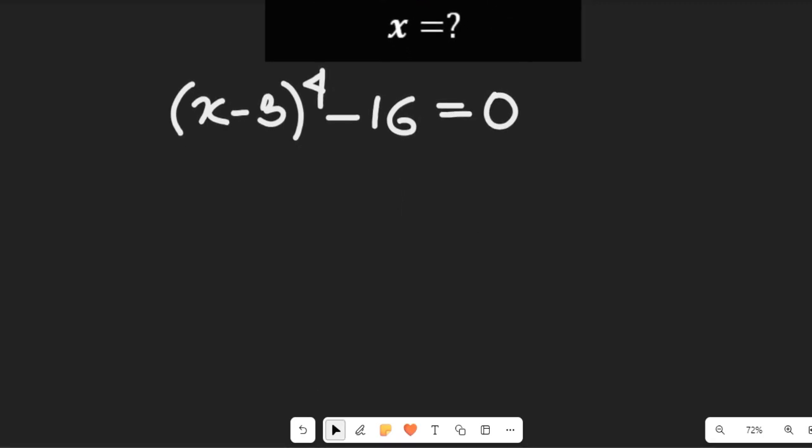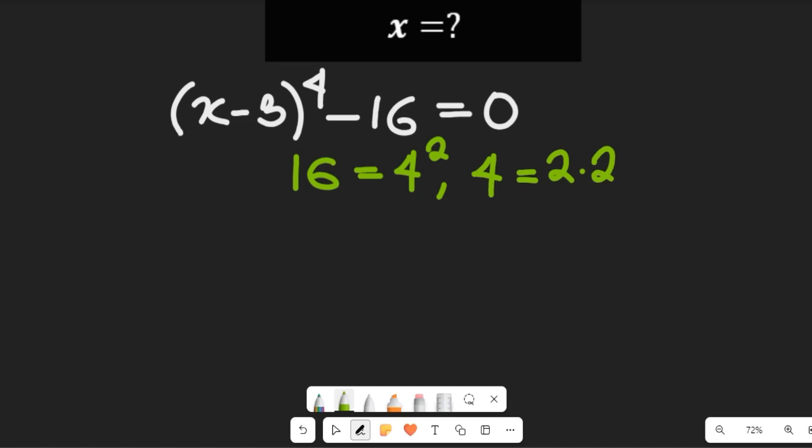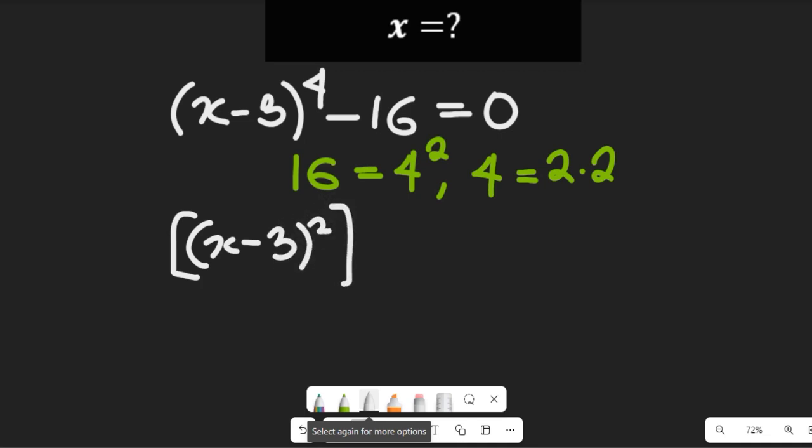Now in the next step, I want you to recall that 16 can be equal to 4 to the power of 2, right? And I can also say 4 is equal to 2 multiplied by 2. So I can expand this expression. If I expand it, this becomes ((x - 3)^2)^2 - 4^2, and this will be equal to 0.